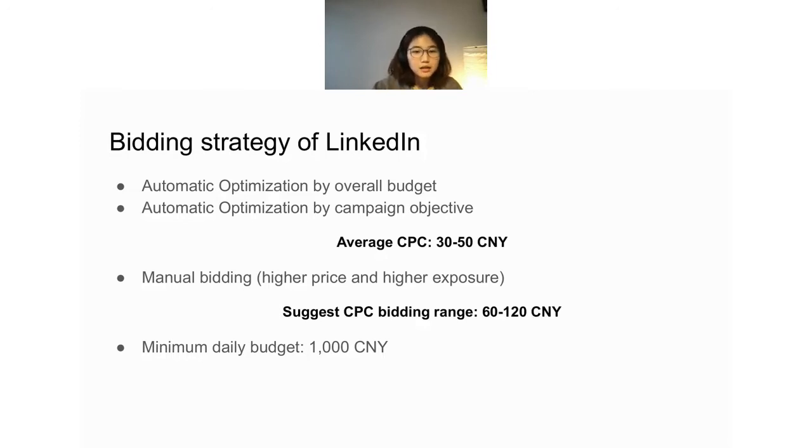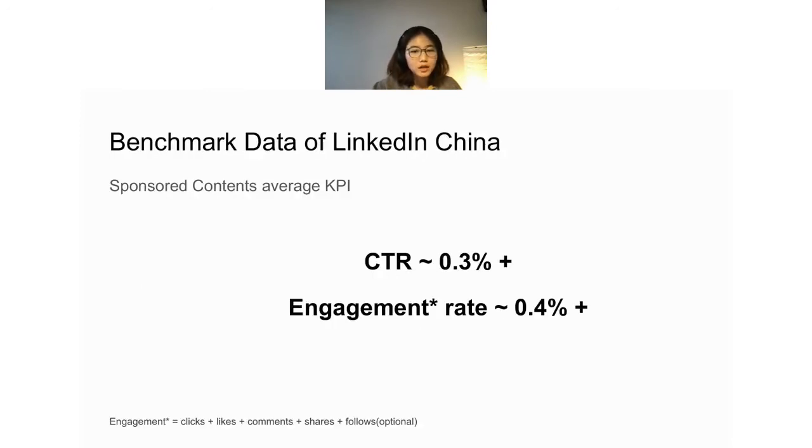optimization. And the minimum daily budget for LinkedIn ads is 1,000 CNY per day, and this price is significantly higher than other channels in China, but because it has more precise targeting, it's very worth a trial if you have a very clearly defined target group. And this page shows the benchmark data of LinkedIn China.